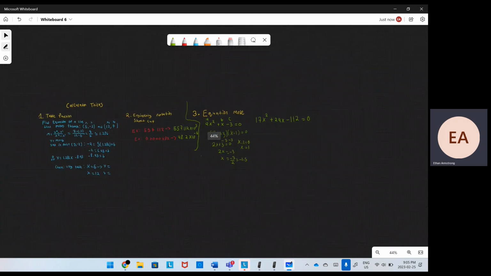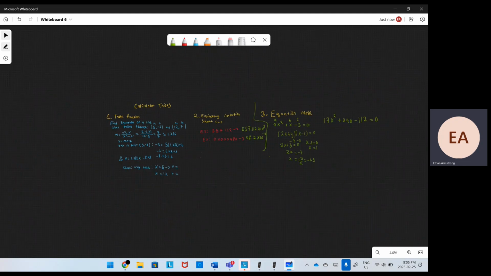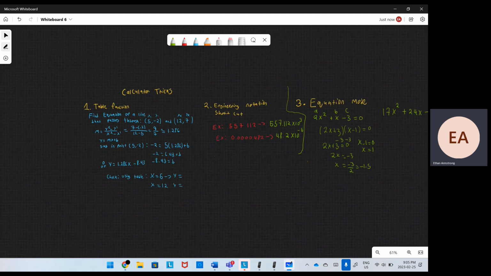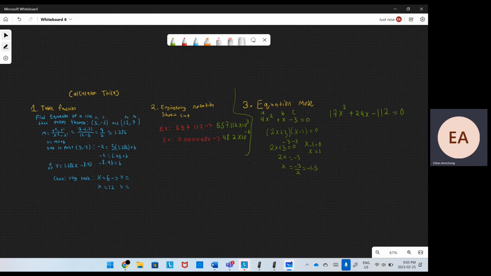So there are 3 useful functions on the calculator that you can use. The table function for checking your answers for these linear type questions, how to convert engineering notation, and how to use the equation mode.